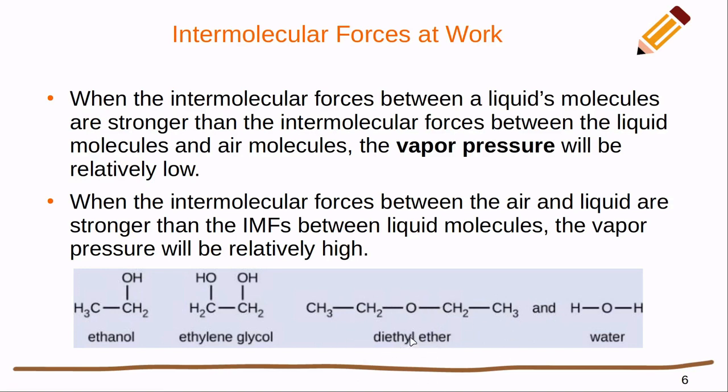interactions. So if we're going to guess at the boiling point of these different compounds, we're going to say water is going to have the highest boiling point. Ethylene glycol is going to have the next highest boiling point. Ethanol will have a slightly lower boiling point than ethylene glycol, and the lowest boiling point is going to be diethyl ether. And that's the kind of trend that we would actually see in real life.